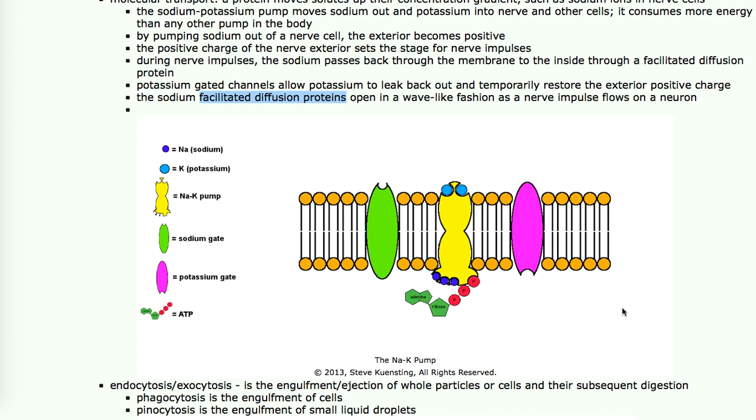The potassium here is just going along for the ride to help recharge the outside positive nature of a neuron after the sodium leaks in. So that is the sodium-potassium pump. We'll talk more about it in class. It is the most important active transport pump you have.